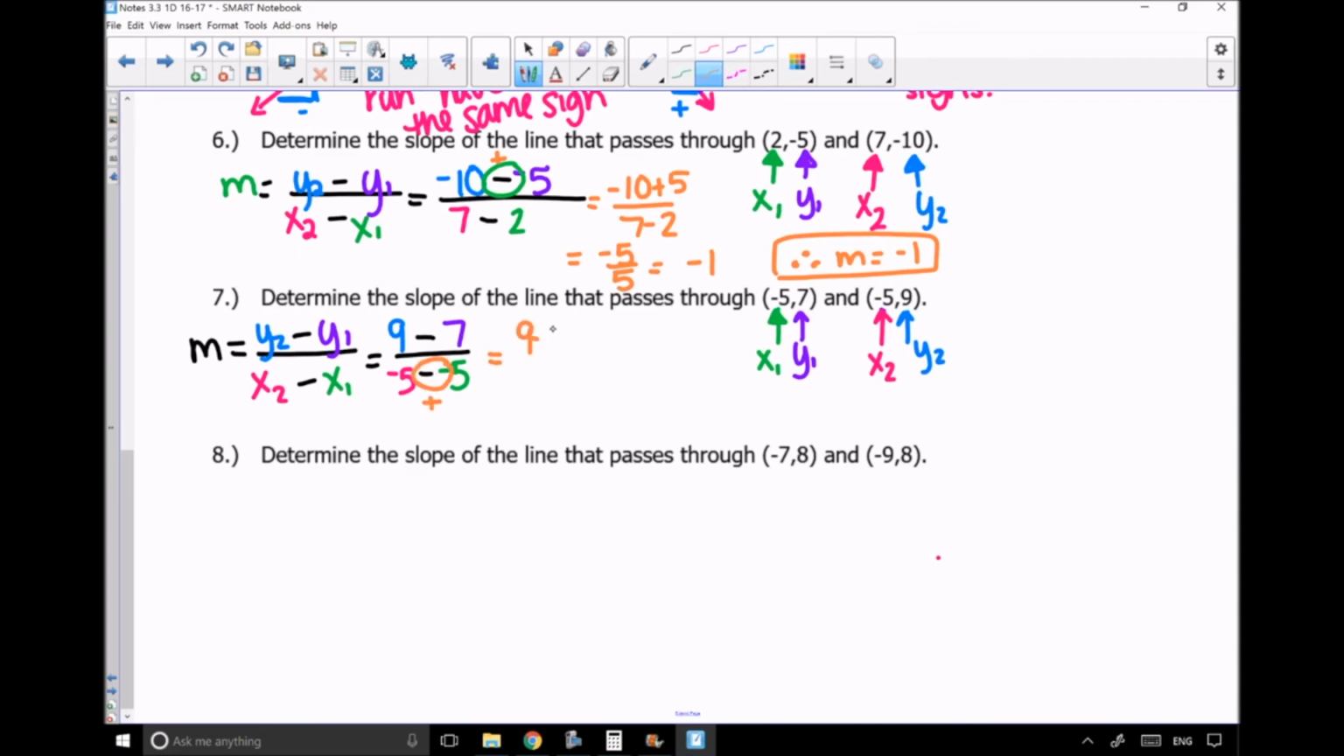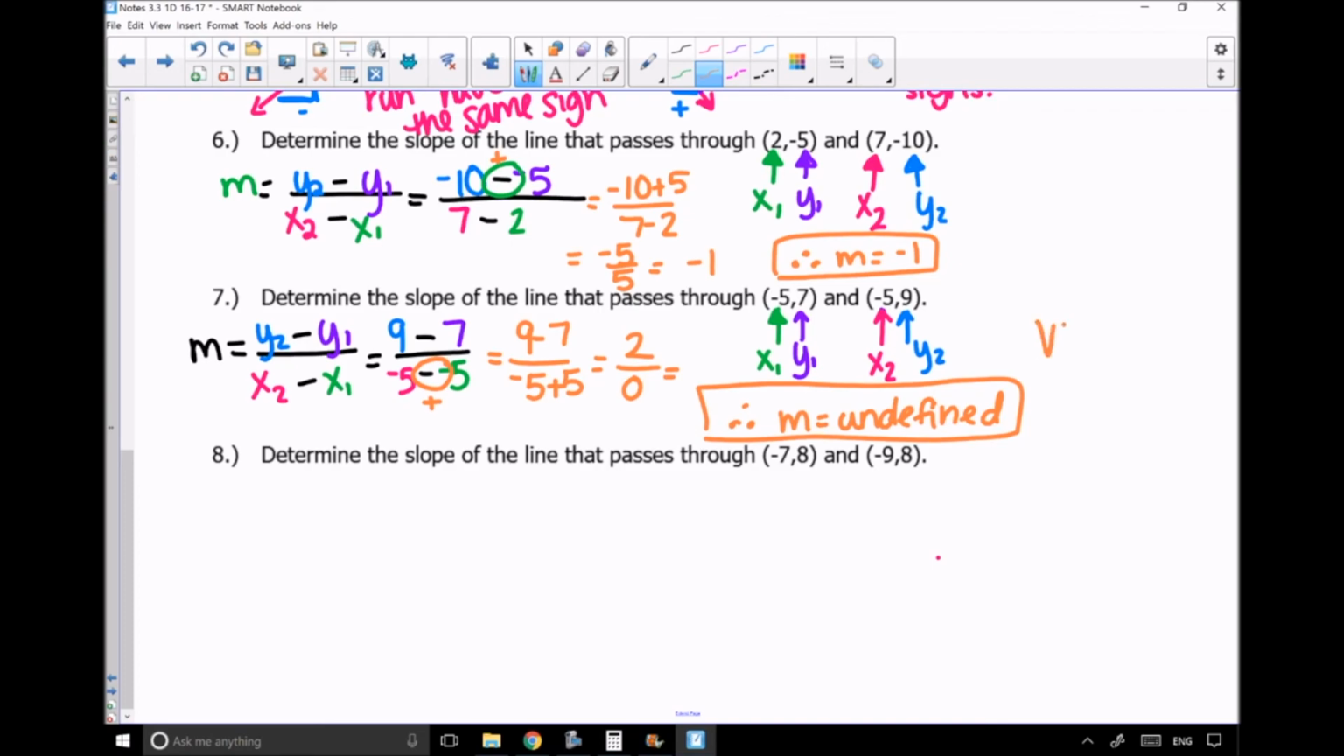So I end up getting 9 minus 7 over negative 5 plus 5, which means I get 2 over 0, which is impossible. We already figured out you can't divide by 0. So therefore, the slope of my line is going to be something called undefined because we can't divide by 0. It's impossible. Therefore, my line is going to be a vertical line because all vertical lines have undefined slopes.